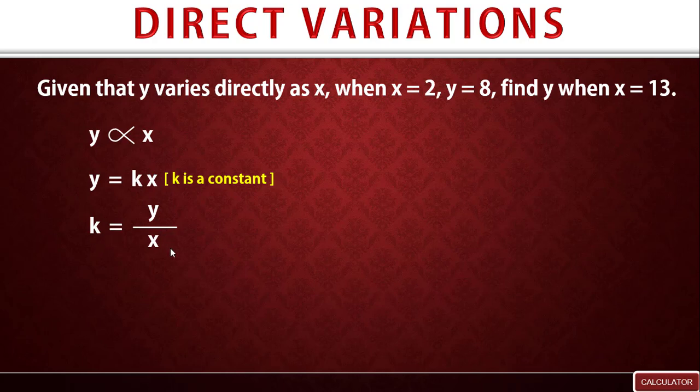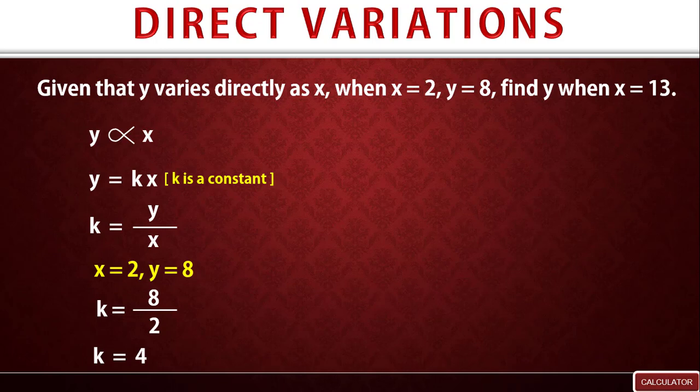The next thing to do now is to make use of these values. We are given the value of x equals 2 and y equals 8. So we are making use of these two values, x equals 2 and y equals 8, to determine the value of k. So we fix them into this formula for k. We now have k equals, y is 8, so we put in 8 there, and then the 2. So we have k equals 8 divided by 2. So 8 divided by 2 will give 4. So k equals 4.